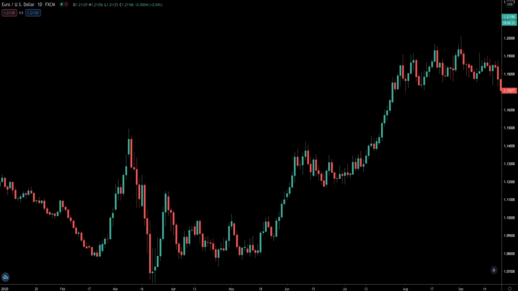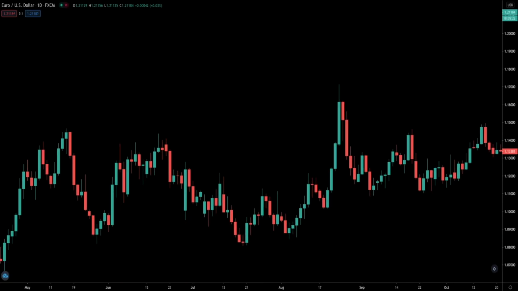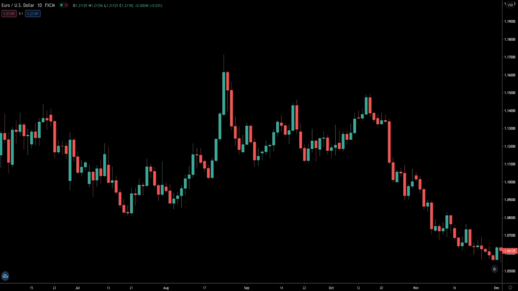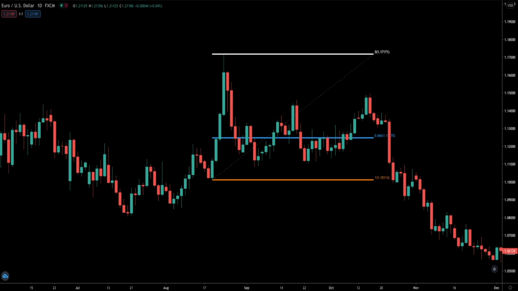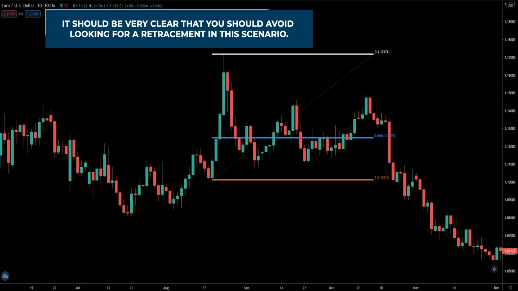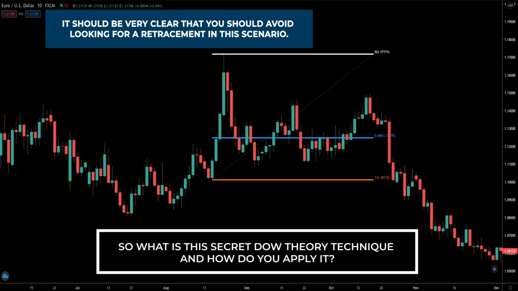And as a teaser, this is the first chart and this is the second chart. I'd like you to guess in which scenario you should avoid trading a retracement. And this is actually the answer. If you apply this secret Dow Theory technique I'm about to show you, then your chart will look something like this. And it should be very clear that you should avoid looking for a retracement in this scenario. So, what is this secret Dow Theory technique and how do you apply it? I will go into the details of all these shortly.